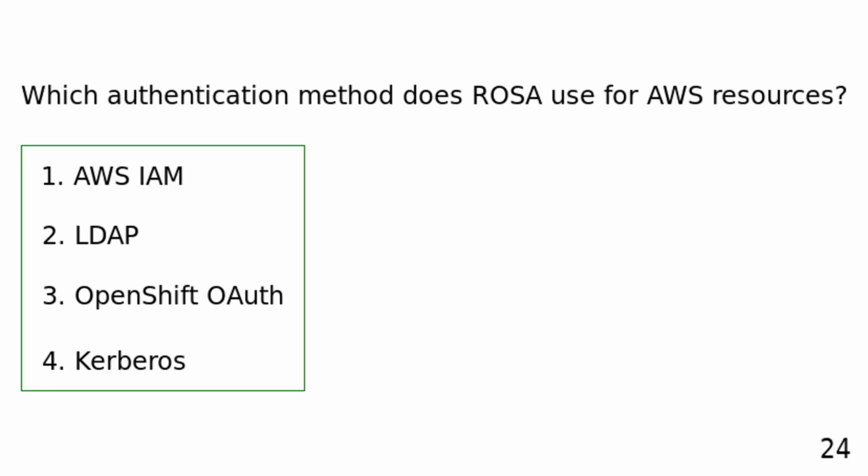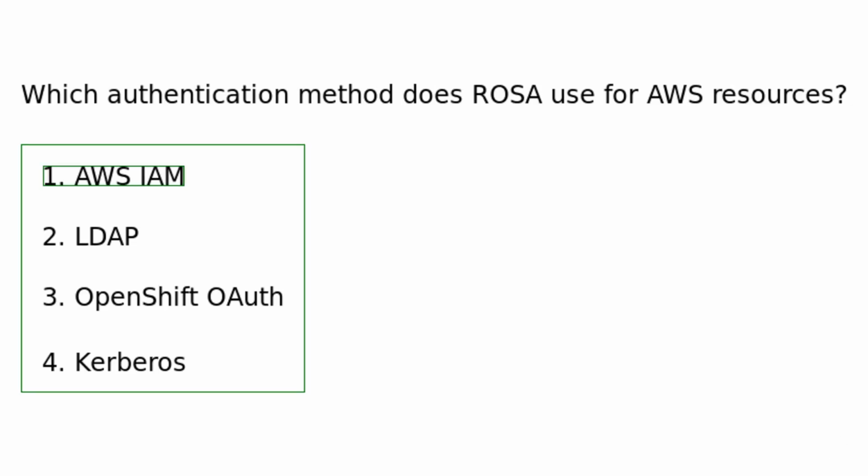Which authentication method does ROSA use for AWS resources? AWS IAM. LDAP. OpenShift OAuth. Kerberos. ROSA uses AWS Identity and Access Management for authentication to AWS resources, ensuring secure access control.